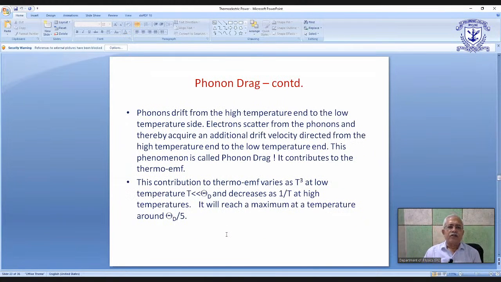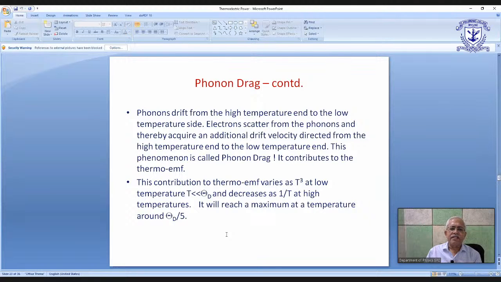All right. So phonons drift from the high temperature end to the low temperature side. And because the electrons scatter from the phonons, this drift of the phonons gives an additional drift velocity to the electrons from the high temperature end to the low temperature end. The electrons are already drifting towards the cold end because of the temperature gradient. To that, the phonon drag also adds a bit to increase the drift velocity. So this therefore contributes to thermo EMF. But this thermo EMF is not very large.